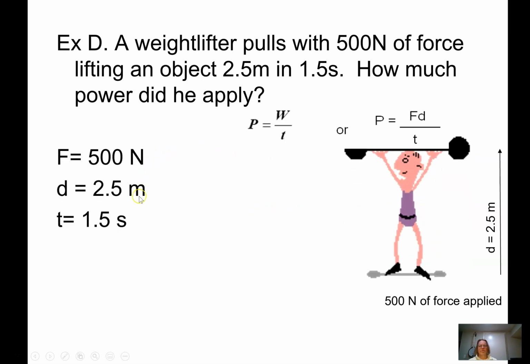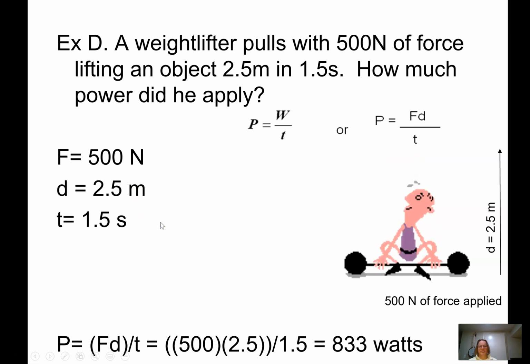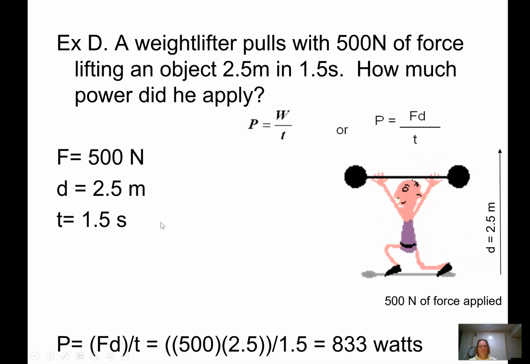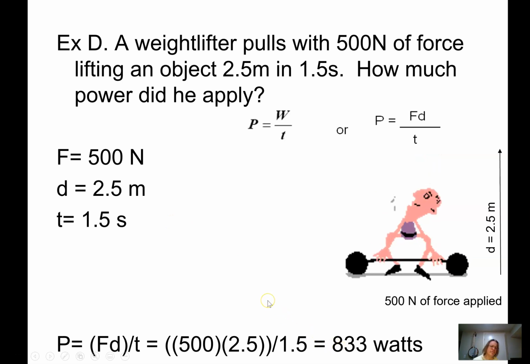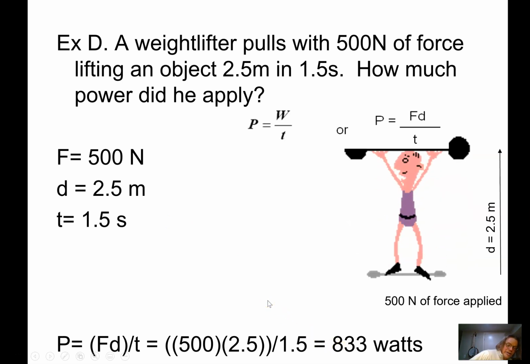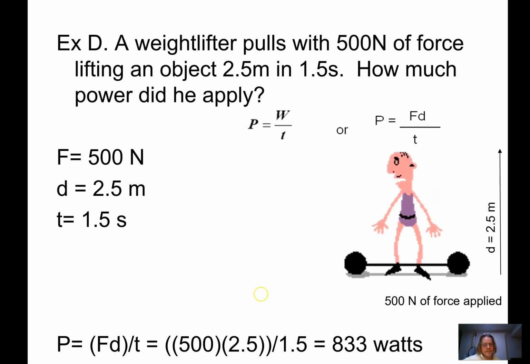It's your 500 times 2.5 divided by 1.5. That's all you got to do. Your 500 times 2.5 divided by 1.5 is 833 watts. So it's not as impressive or as powerful as the other fella. Still not bad. That's more than a horse, guys.